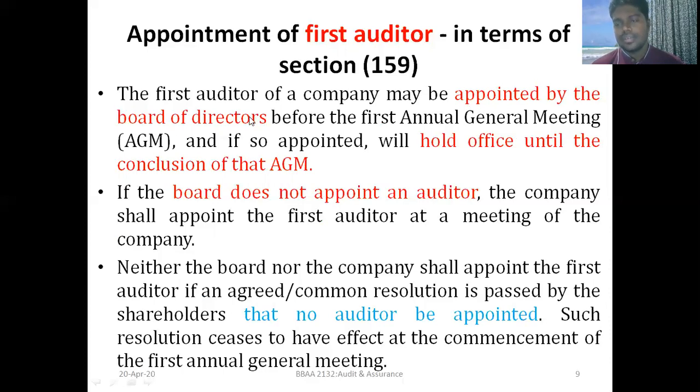Everything we already discussed. What is the meaning of board of directors, what kind of roles they perform, we clearly discussed. So this point says the first auditor of a company may be appointed by the board of directors before the first annual general meeting. Keep in your mind, in the first chapter when we discussed these things, I said the auditor of the company can be appointed by the owners, the equity shareholders of the company, in the annual general meeting. But this point says, now we are talking about the first auditor, so it may be appointed by the board of directors. Why? Before the first annual general meeting, the newly established companies. The first annual general meeting normally happens after 12 months, no?